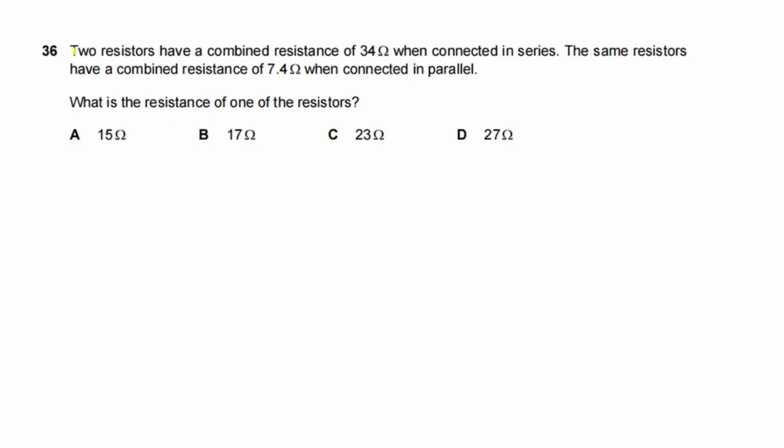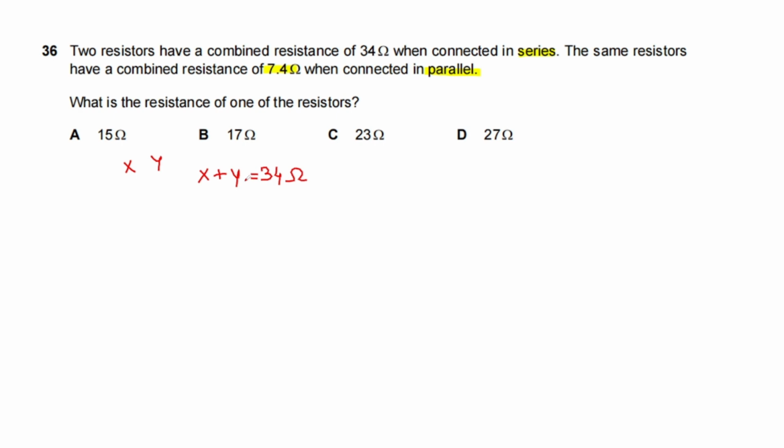Question number 36. Two resistors have a combined resistance of 34 ohms when connected in series. The same resistors have a combined resistance of 7.4 ohms when connected in parallel. What is the resistance of one of the resistors? So in this question, let's take these two resistors as X and Y. The first case is that they are connected in series, so the total resistance would be the sum of the resistors. So X plus Y is equal to 34 ohms.